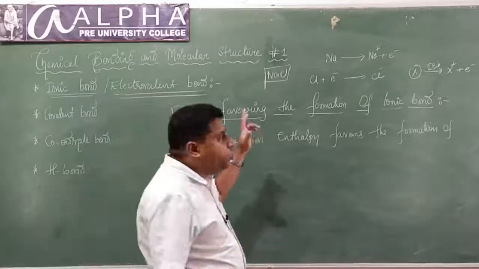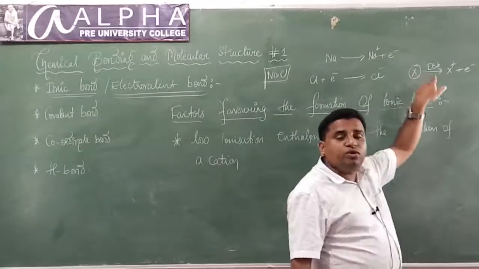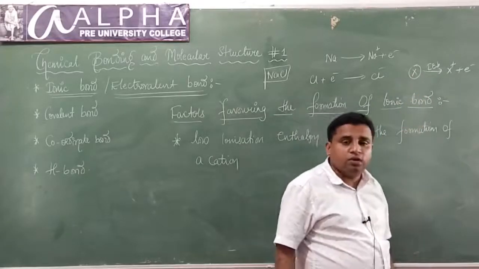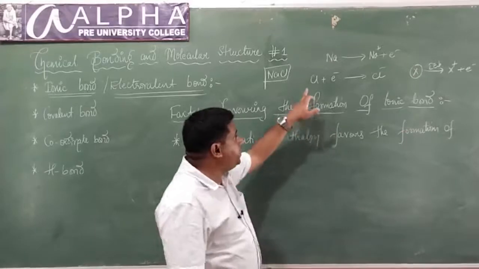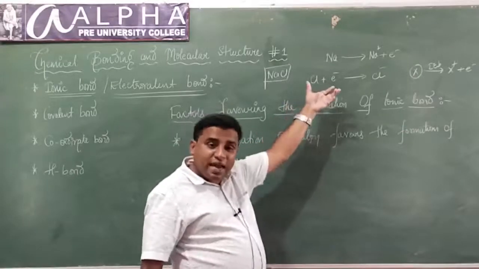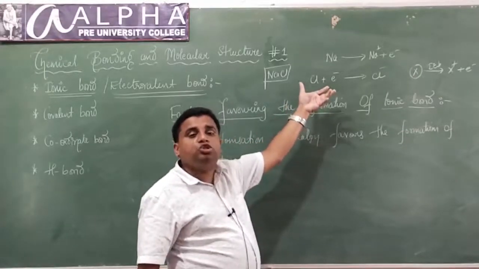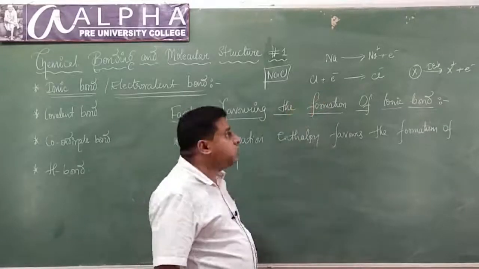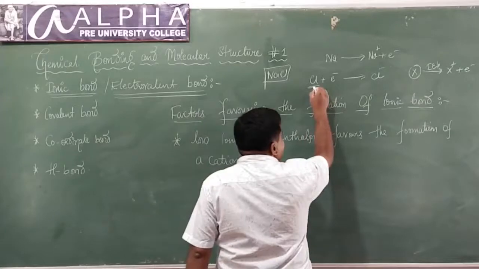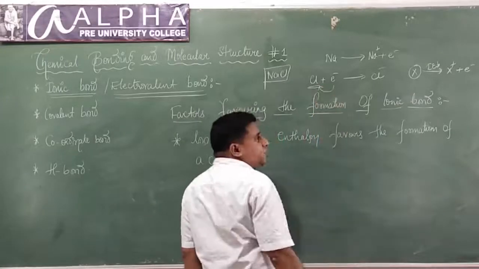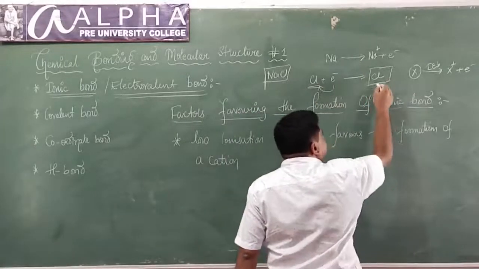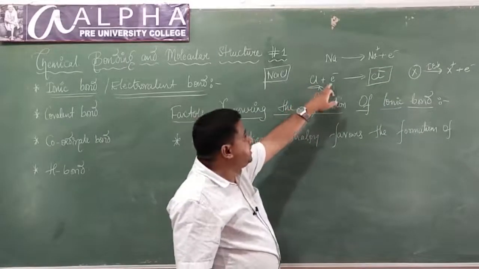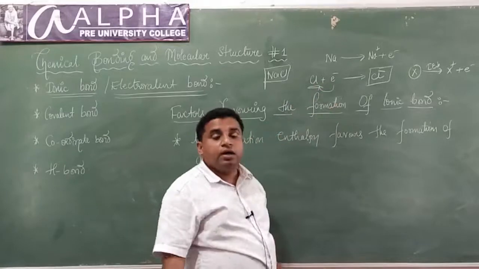Now, of course, no doubt, if one element has low ionization enthalpy, it will lose the electron and form a cation. But what should happen to the other element? The other element should gain the electron. It should attract the electron, withdraw the electron. Only when this element gains or accepts this electron can it form an anion. Is it correct?